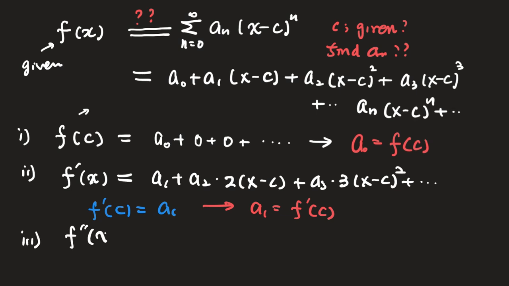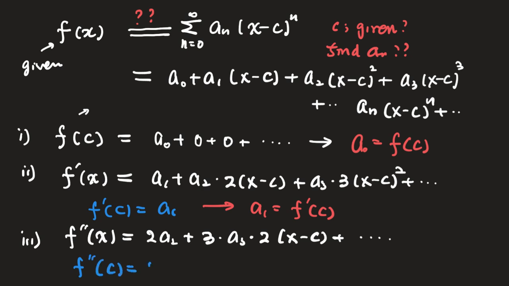Let's do one more. The second derivative of f of x: a2 times 2, 2a2, plus 3a3 times 2 (x minus c), plus something like that. So what do you have here? The second derivative of f at c is 2a2. Now a2 is going to be the second derivative of f at c over 2.